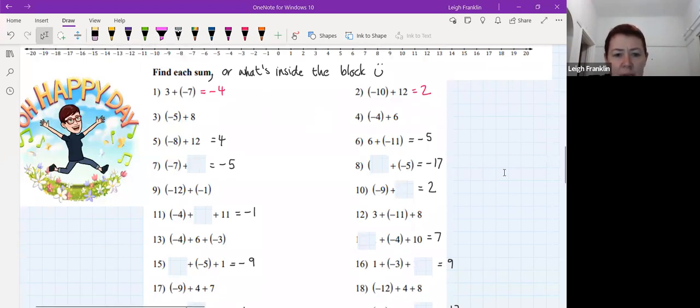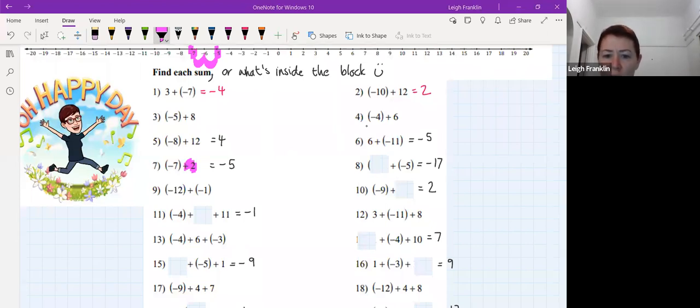Now, number 7, you can also put answers in the chat because the hands are not working. Okay, 7. So you start at minus 7 and you add what to get to negative 5? Devin says 12. Okay, not 12. It's 2. If we're starting at negative 7, which is here, and we're ending at negative 5 on the number line, we had to move 2 to the right. That's why we have to add 2.